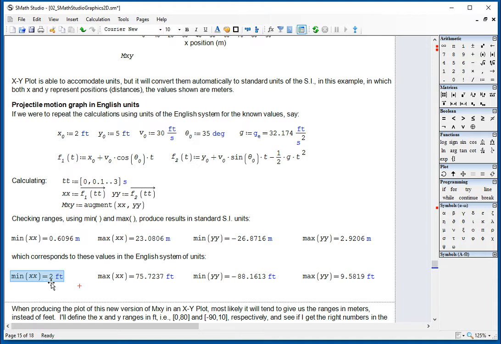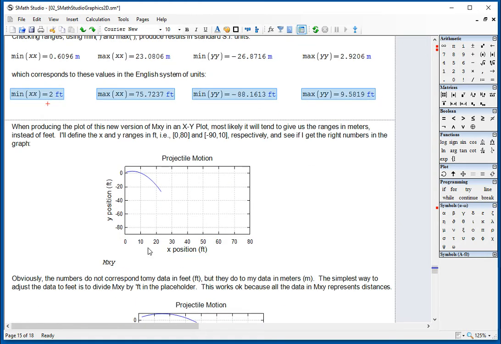Then we convert to feet. Remember, to convert to feet, simply type on this placeholder and type apostrophe ft. And that's how I get these results. So I'm going to try to use those as my limits for x, right, between 0 and 80 to enclose those values, and y minus 90 to 10.